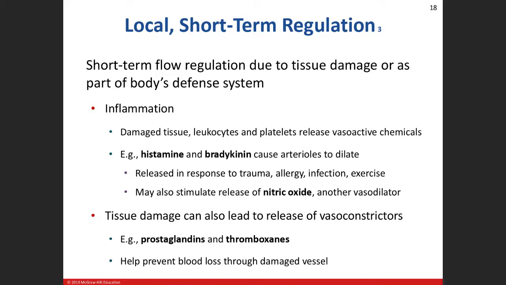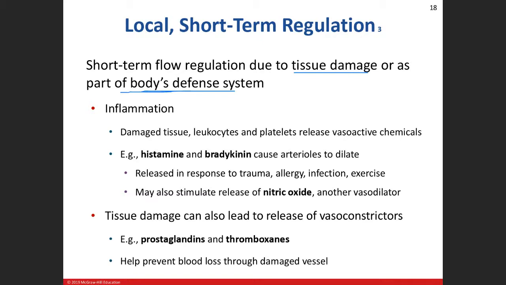One more thing for the short-term local regulation here, and this is going to deal with tissue damage. People forget that inflammation is not necessarily a bad thing. Long-term inflammation, no bueno, it's not good. You don't want long-term inflammation. Short-term inflammation, like when you cut yourself, you will get some inflammation. That's part of the healing process. So we talk about tissue damage, but we also have to talk about the defense system here. We'll get into inflammation in much more detail in later chapters.